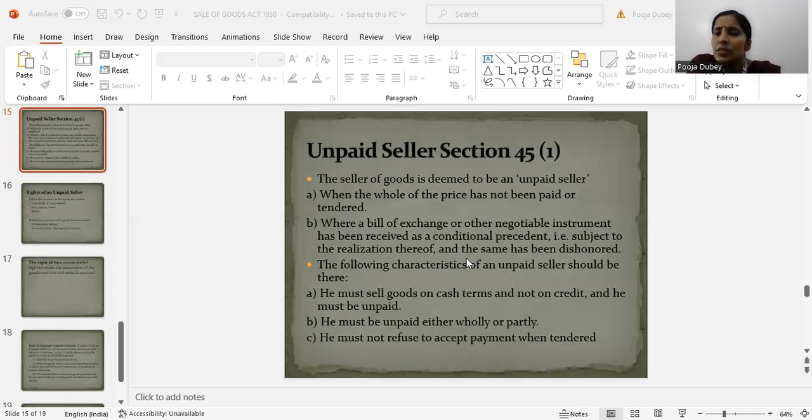The characteristics of an unpaid seller are what you can see here. He must sell goods on cash terms, and not on credit. He must be unpaid either wholly or partially. He must not refuse to accept payment when tendered. If as a seller you deny accepting the payment, in that case, that is also a characteristic of an unpaid seller.